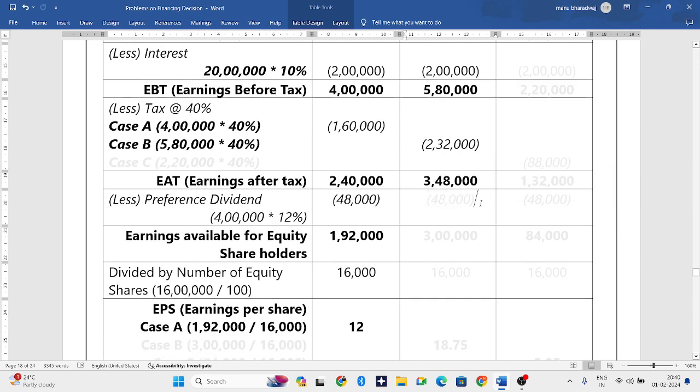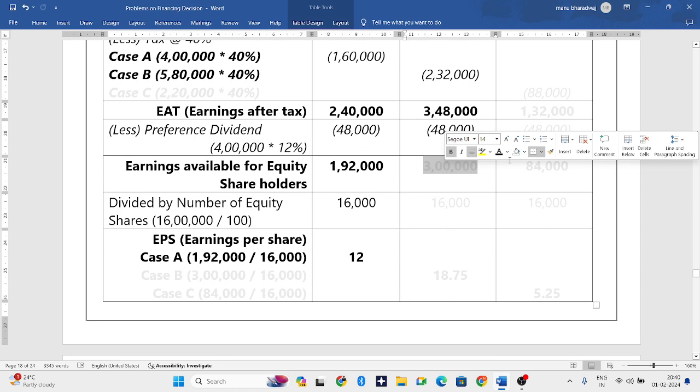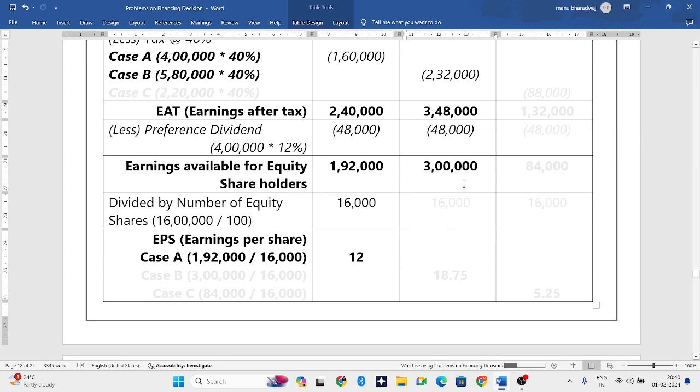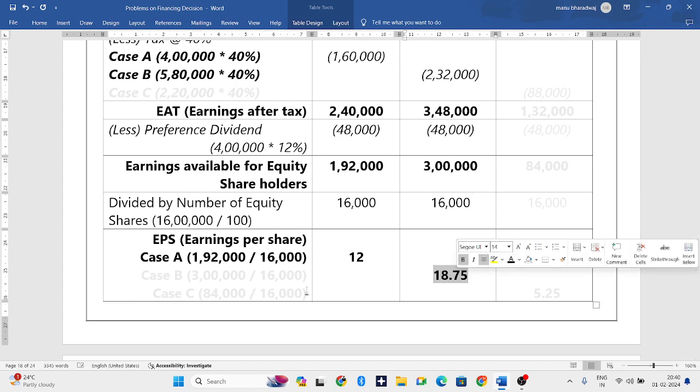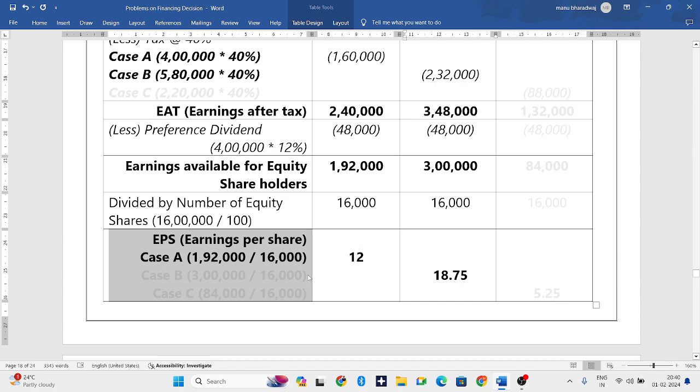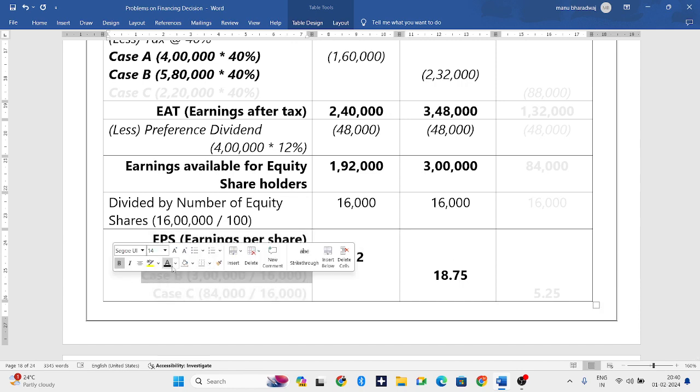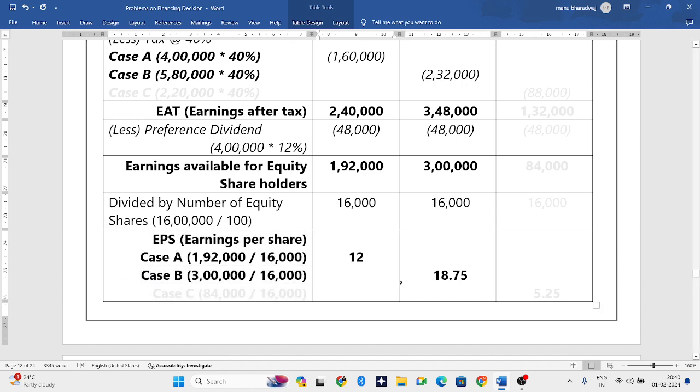From that we have to reduce the preference dividend. Preference dividend is 48,000. If we reduce that, the remaining balance will be 3 lakh rupees, and that is the earnings available for equity shareholders. The number of equity shares is 16,000. 3 lakh divided by 16,000 will be 18.75. This is case 2.